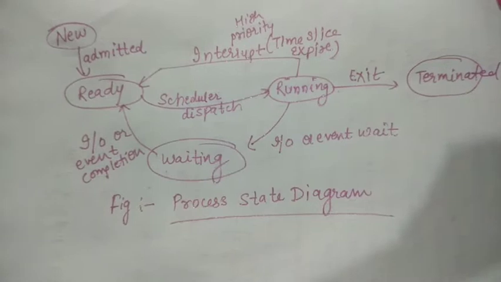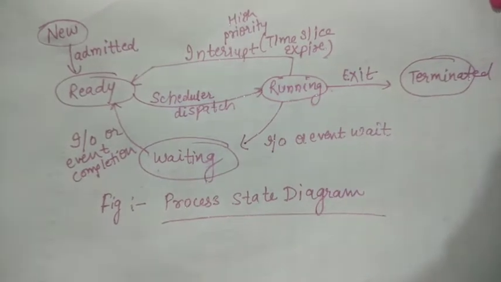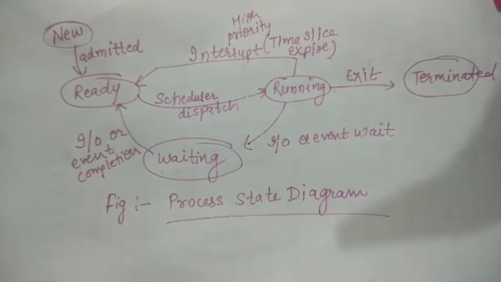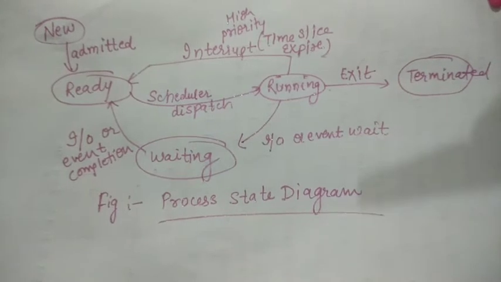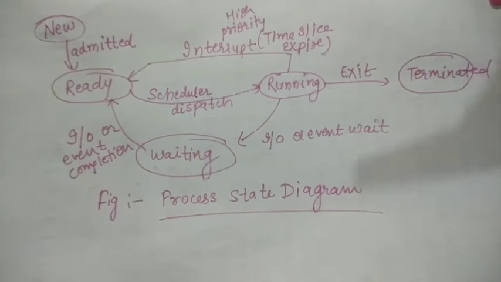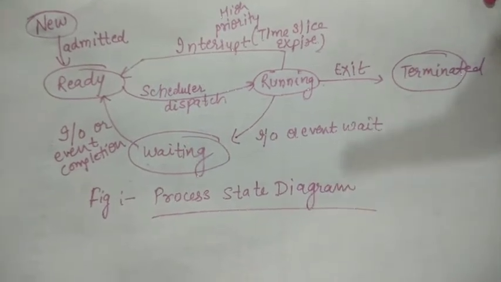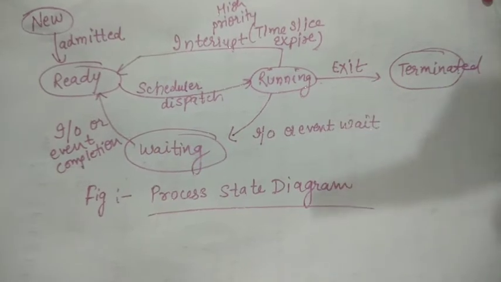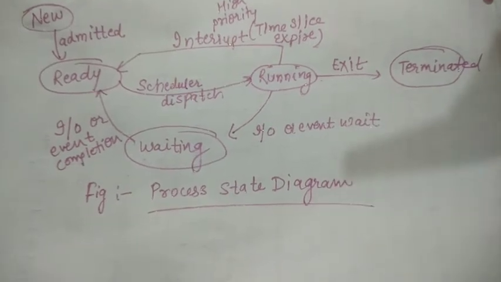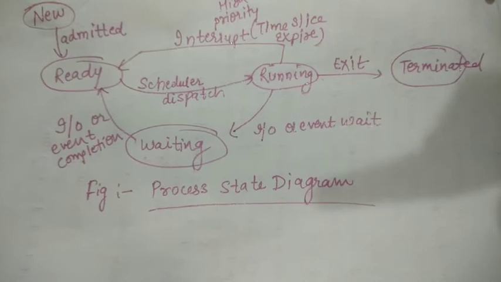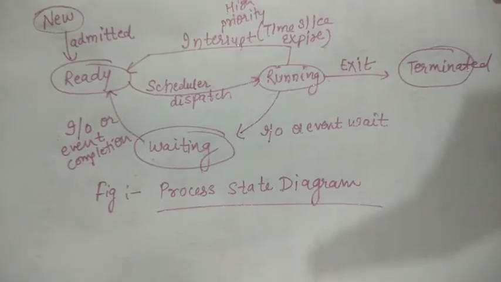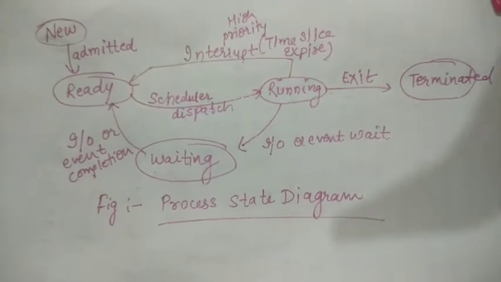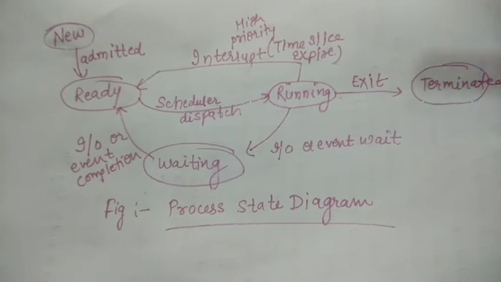So in the ready state, what can happen? The scheduler dispatches it to the processor, and when it begins its execution, it will go into the running state. So when it is dispatched and receives a processor, that means it begins its execution, and when the instructions in that process are being executed, at that moment we can say that it is in the running state.